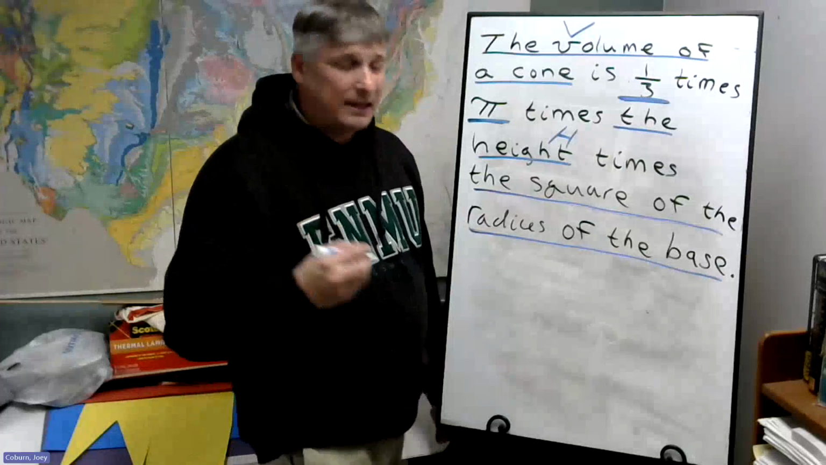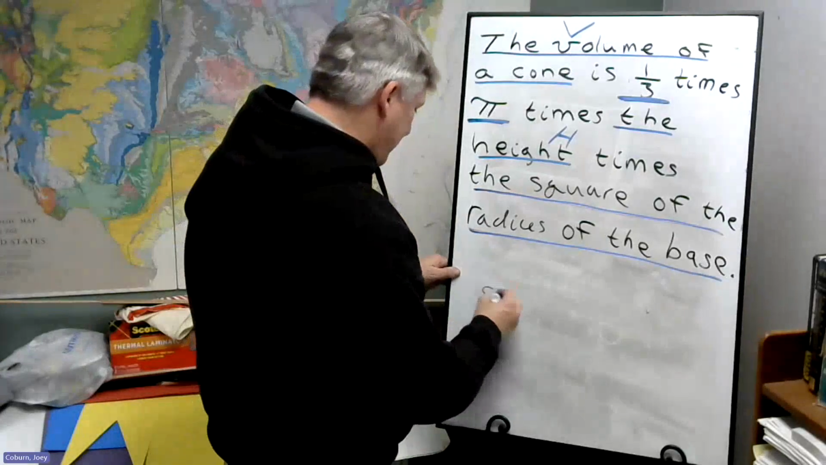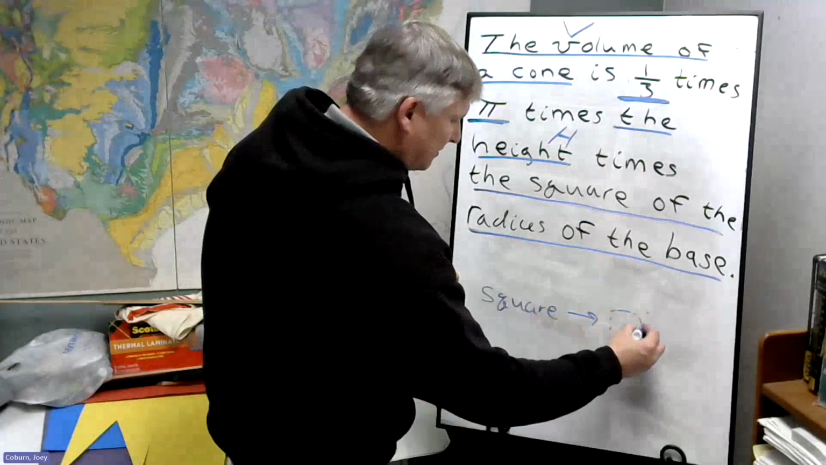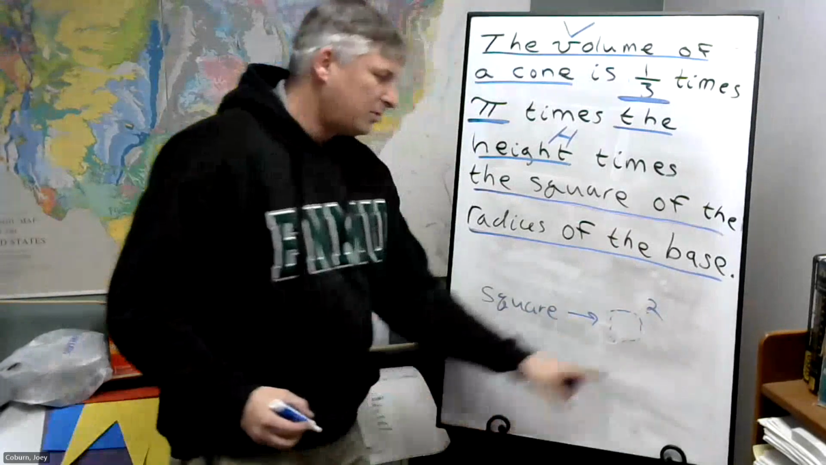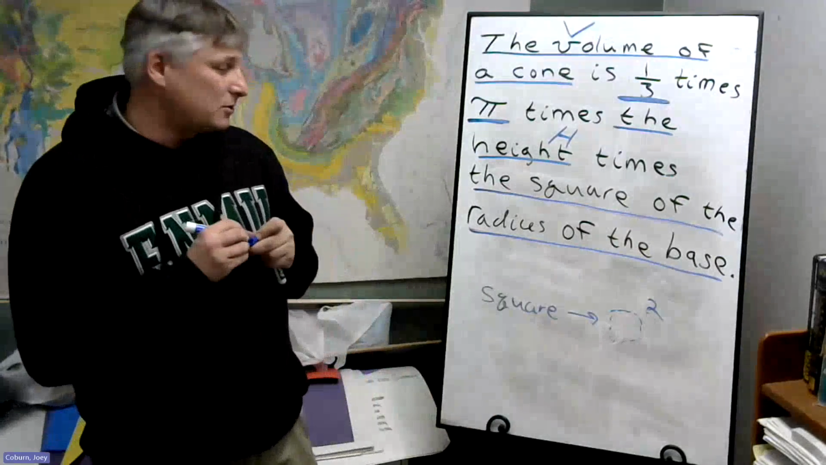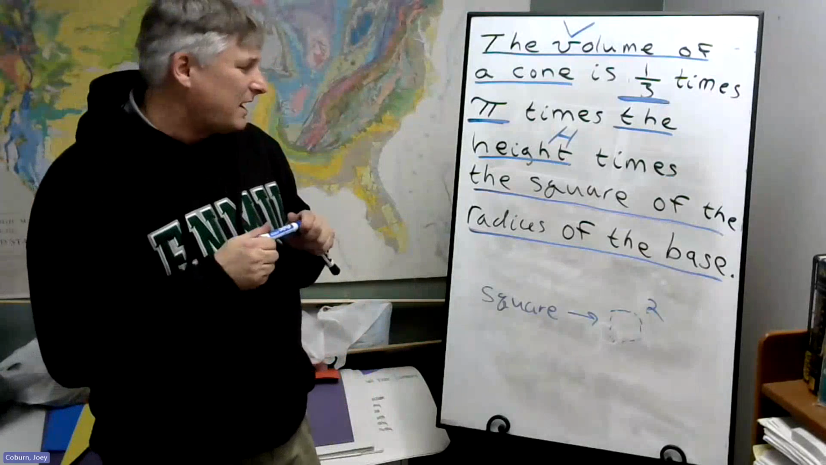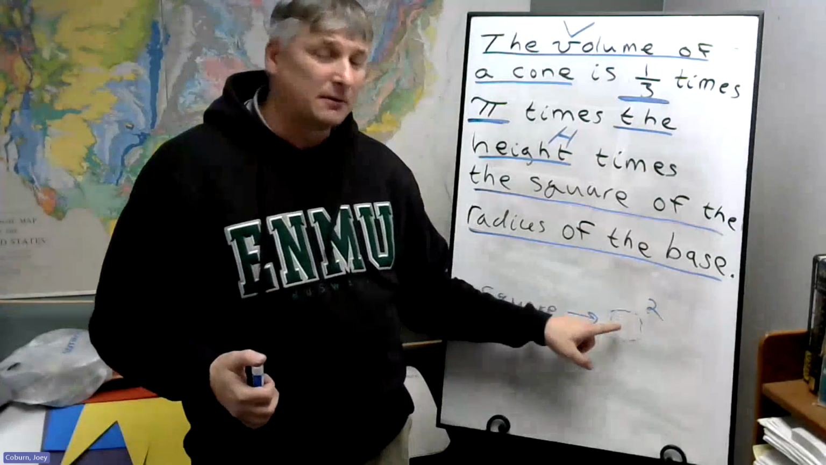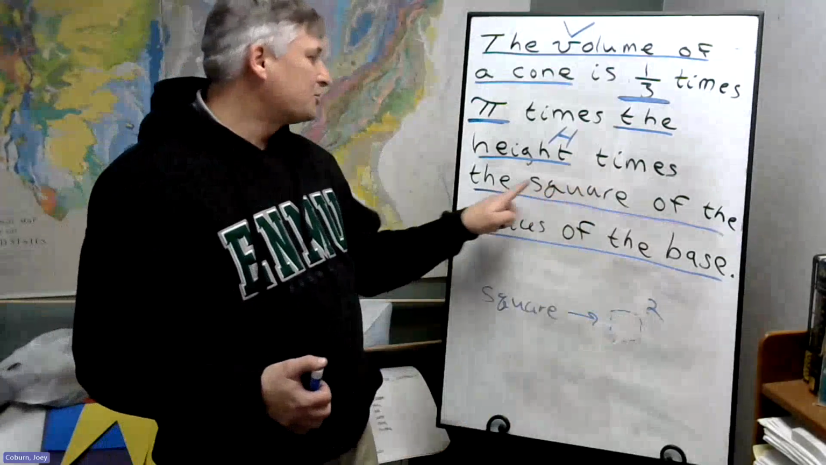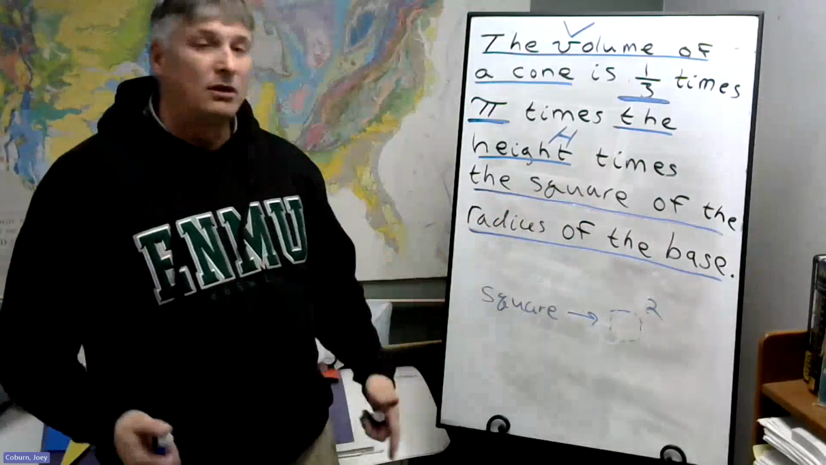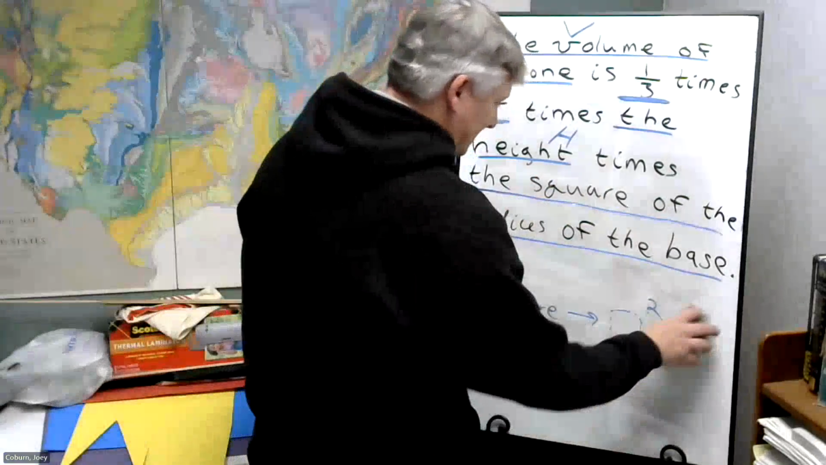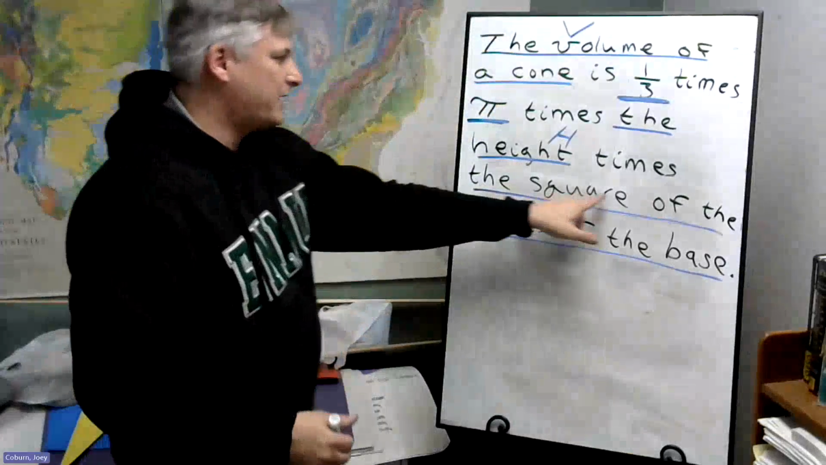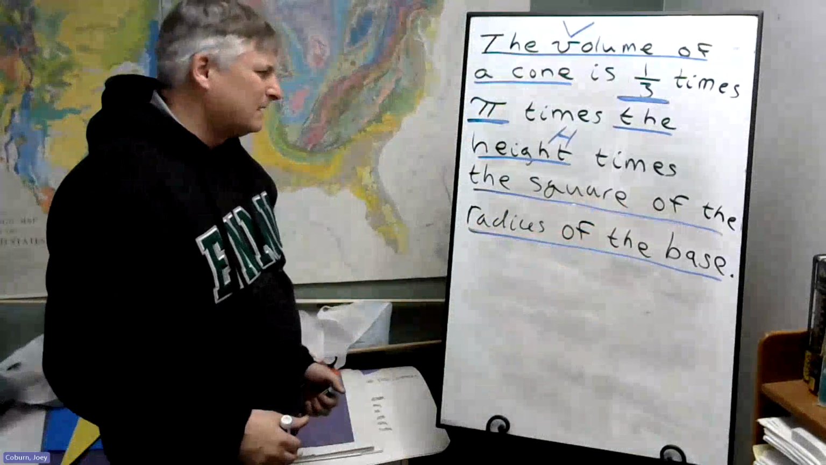Now, if you go back to that list, square means there's something we're putting a little 2 above. There's something we're doing that to. And what we want to identify is what should be going in here. It's times the square of what? The radius. So for us, we're squaring the radius of the base.